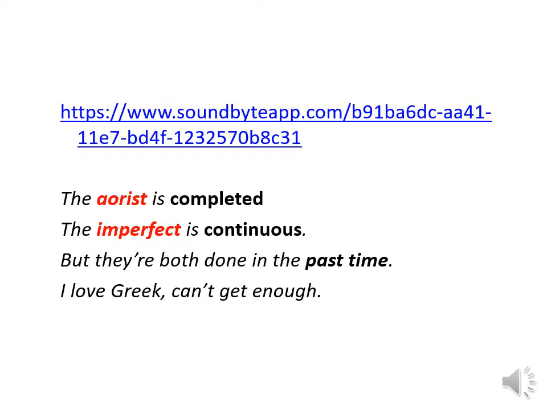Well, you get the idea. That's the difference. The aorist is completed, the imperfect is continuous, but they're both past tense or past time verbs.